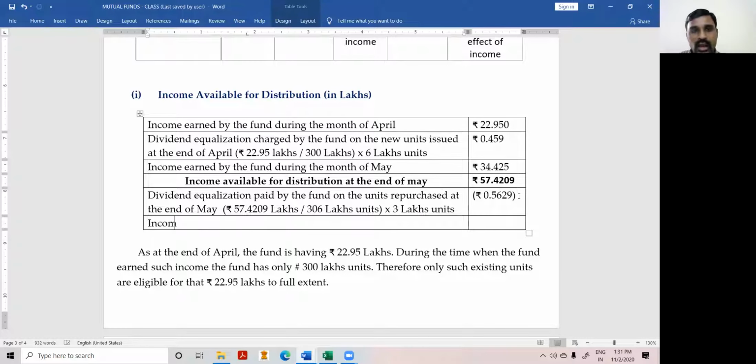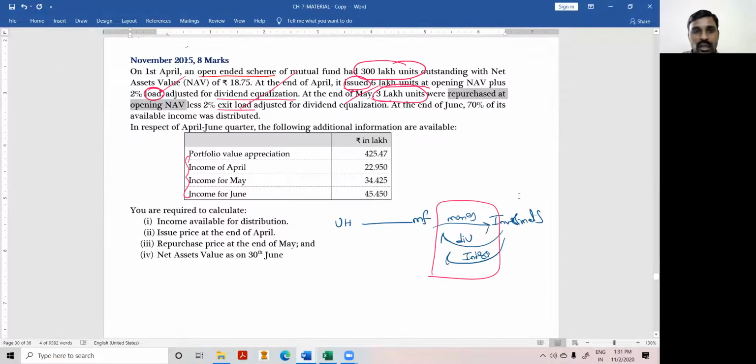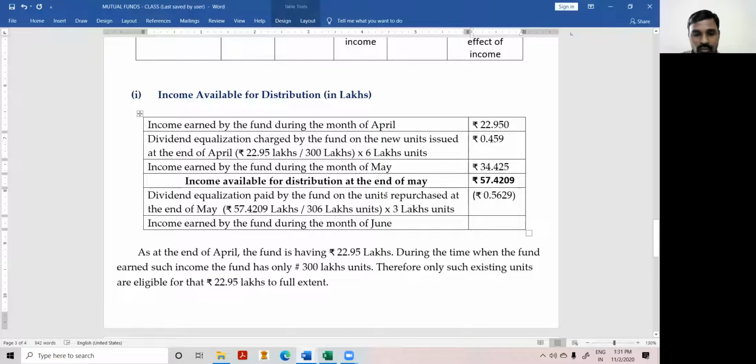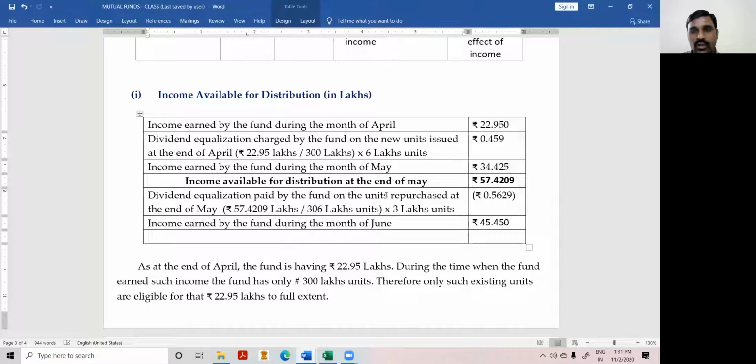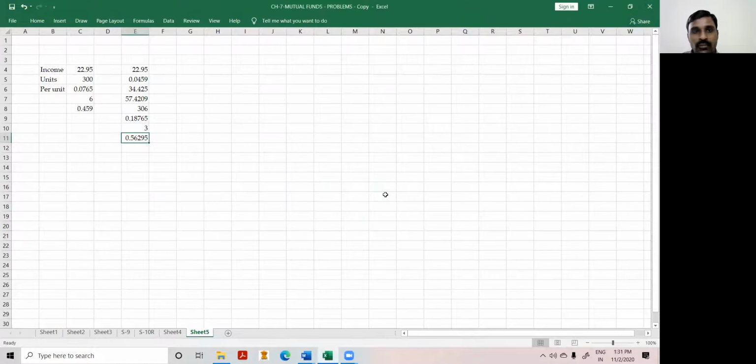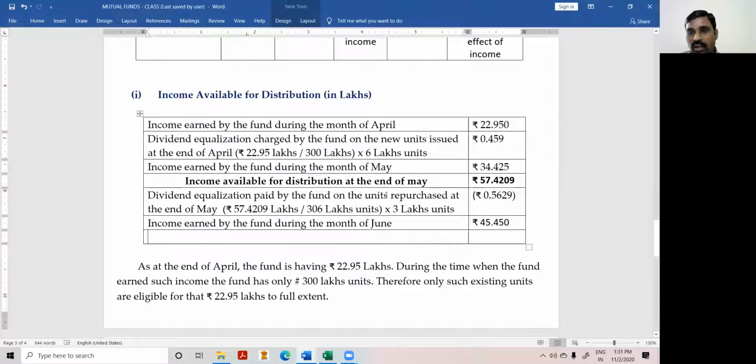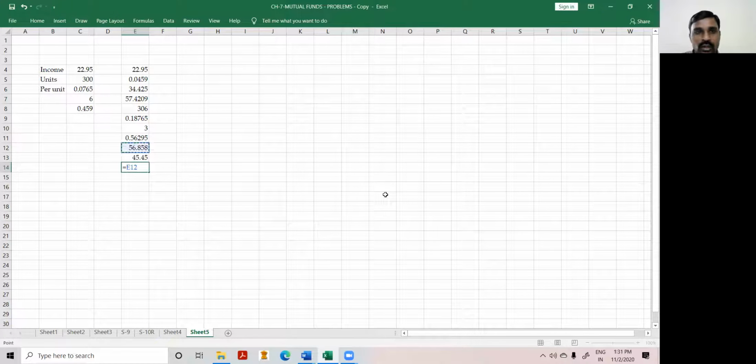Next, income earned by the fund during the month of June. What is the income earned by the fund during the month of June? 45.450 rupees. So the total income available: this will be deducted from the 57.29 lakhs, and 45.450 will be added.